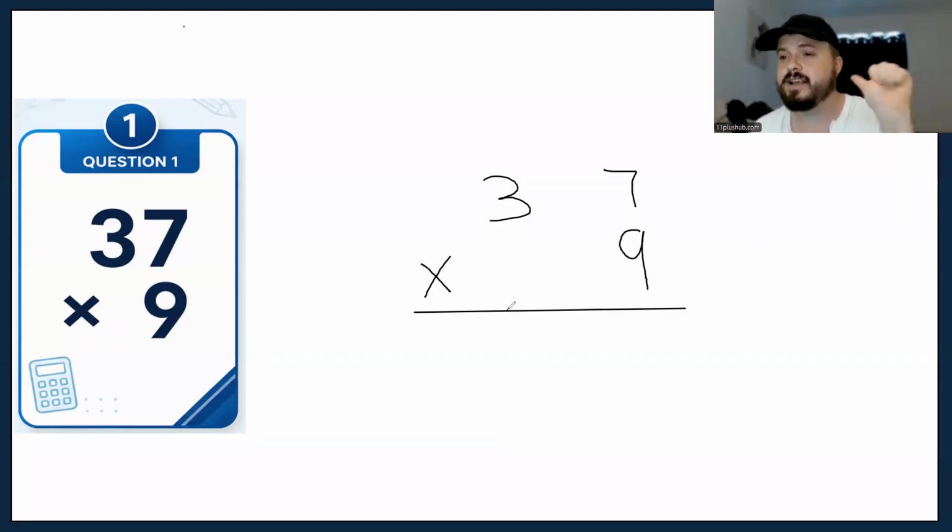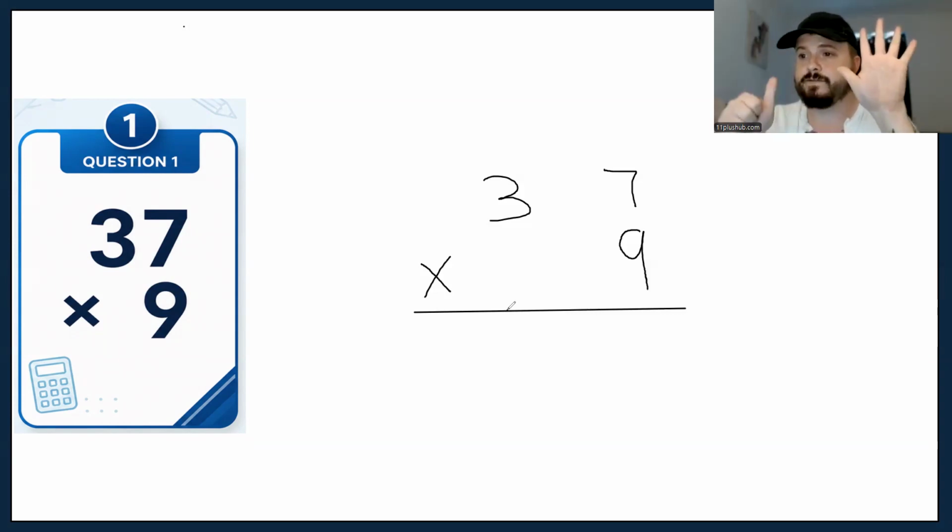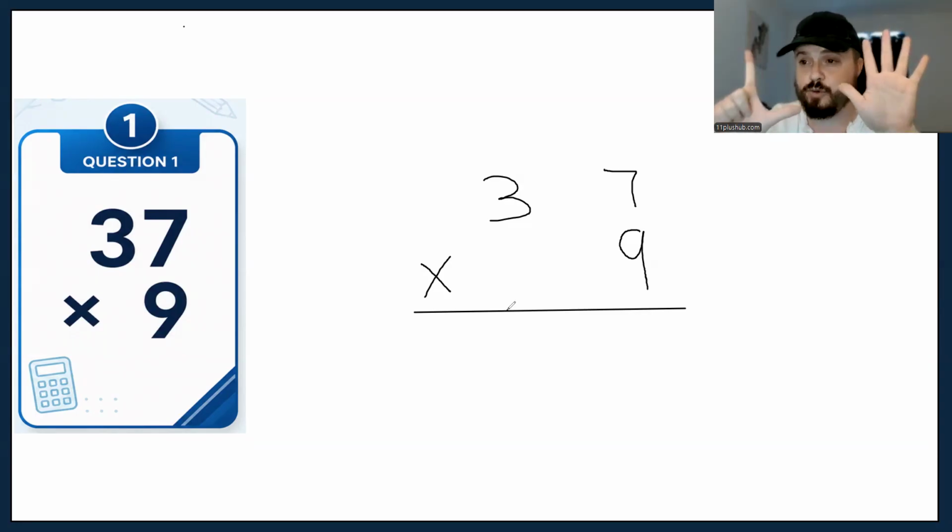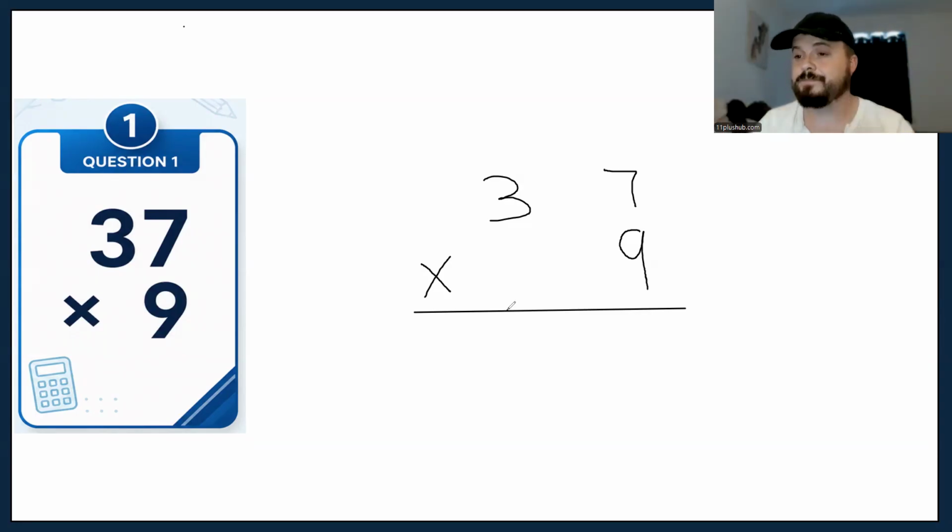So 9, 18, 27, 36, 45, 54, 63. 9 7s is 63, or 7 nines is 63. It doesn't really matter which way round we do it. 9 times 7, 7 times 9 is 63. So the second digit goes underneath. The first digit of 63 goes into the next column.